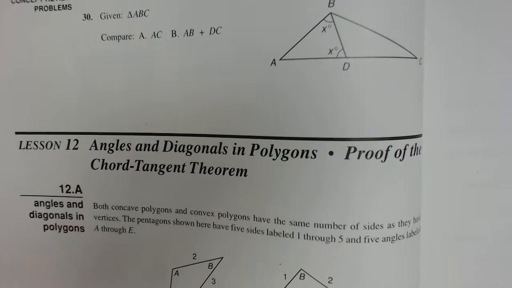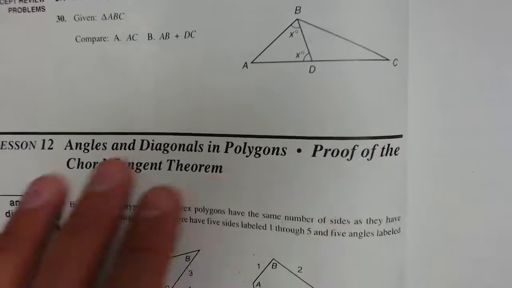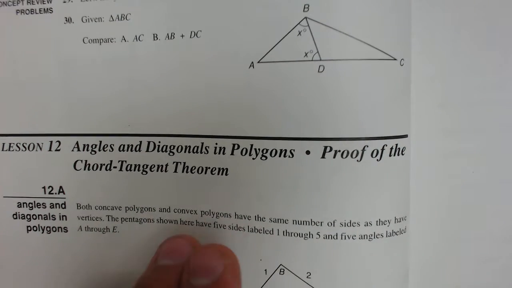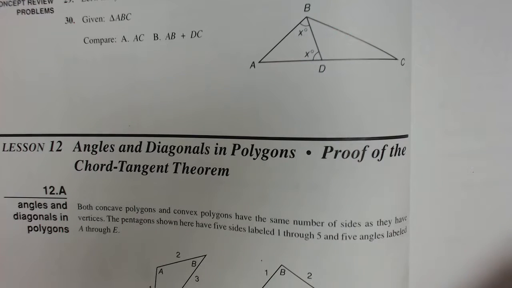Advanced Math Lesson 12, Angles and Diagonals and Polygons, Proof of the Chord Tangent Theorem. We're going to skip the proof of the chord tangent theorem. We'll talk about that in class if we have time. We're going to focus on angles, diagonals, and polygons, and we're also going to go over one more case of circles with tangent lines that we skipped in the previous lesson.